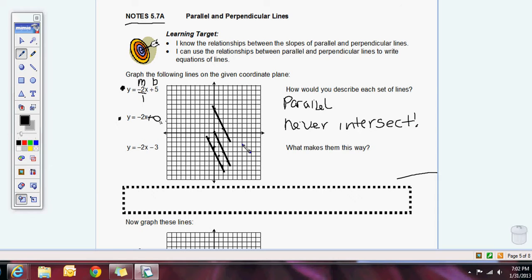Alright, so now that we see what parallel lines are, what makes parallel lines parallel lines? What did you notice that was the same in every single one here? You should notice that they all have the exact same slope. So if they all have the exact same slope, that's what's going to make them parallel. So let's write here, they have the same slopes.